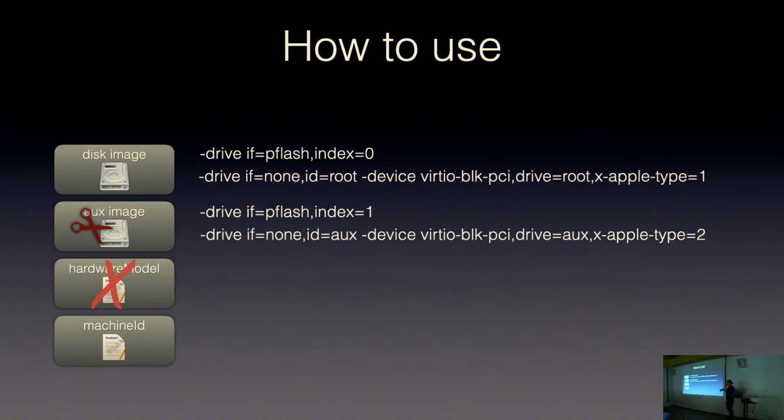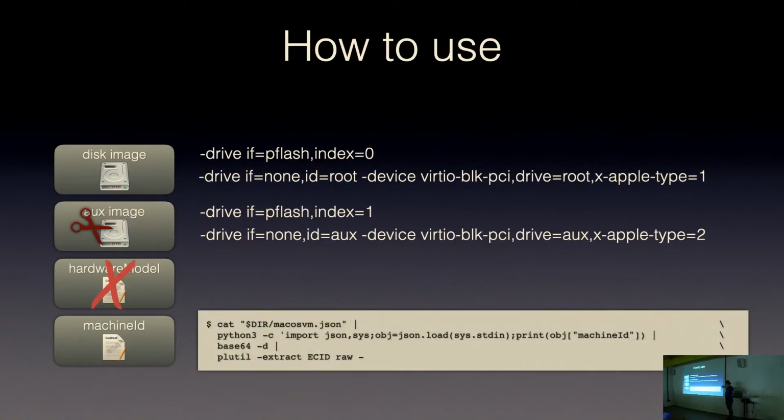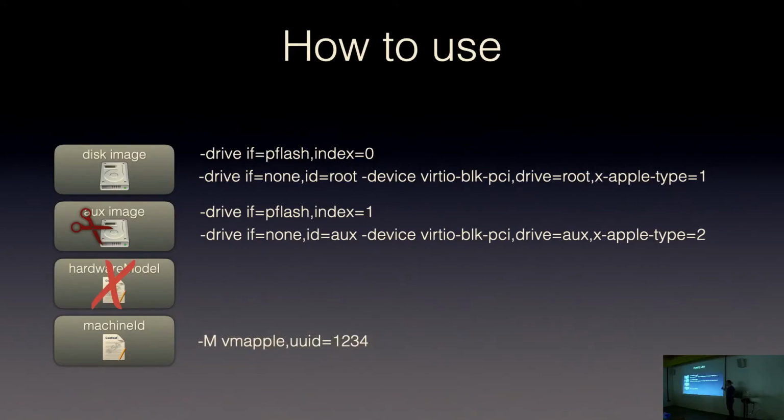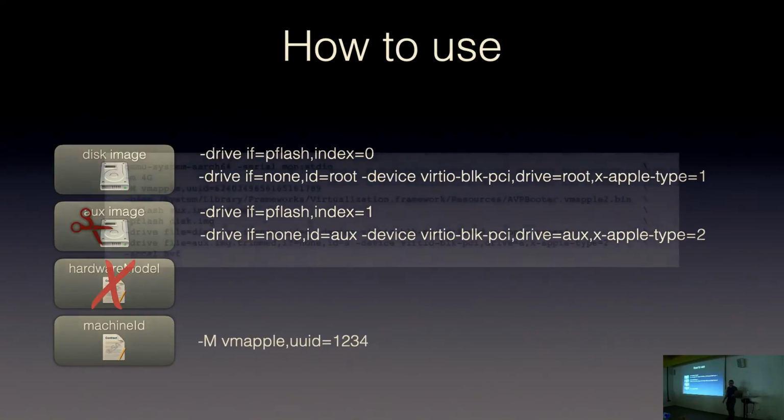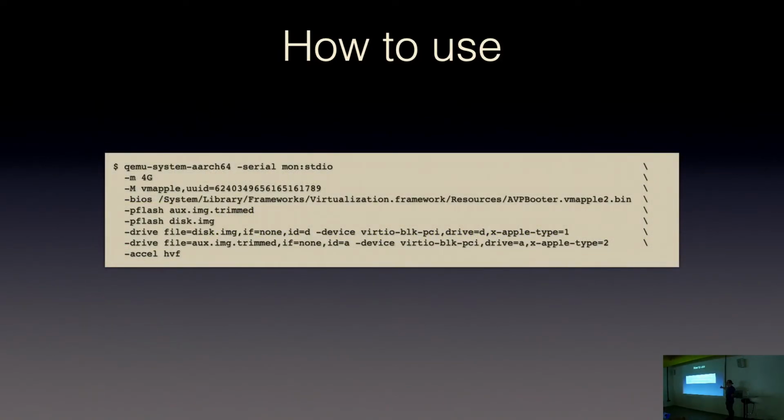Then we ignore the hardware model, that's basically just -m. And then we extract the machine ID from that encapsulated, mangled, whatever thing. It's an ECID value in a plist in a base64 encoded variable of a JSON inside a JSON, I think. Either way, you run the script and you can just get the ECID, and then pass that in as a UUID parameter to the machine model. Eventually, the command line looks kind of like this. You pass in the VM Apple as BIOS, you pass in an actual UUID, you pass in the pflashes, you pass in the drives, you say use HVF. There's no way right now to use this with anything but HVF, and off you go.